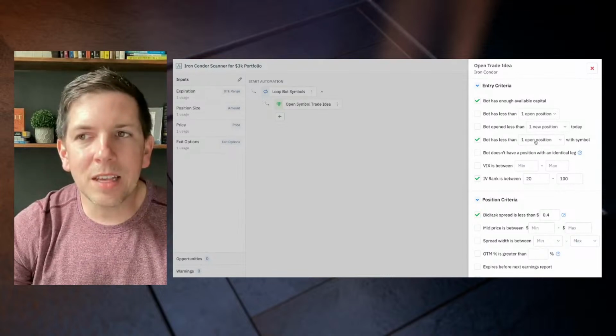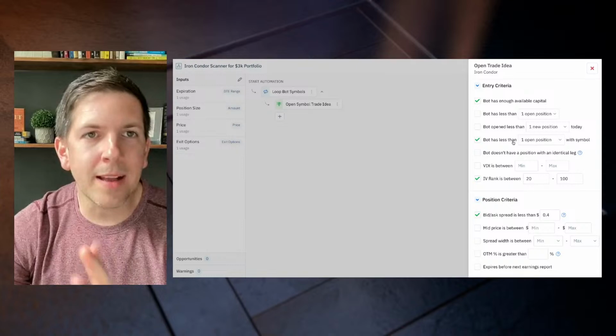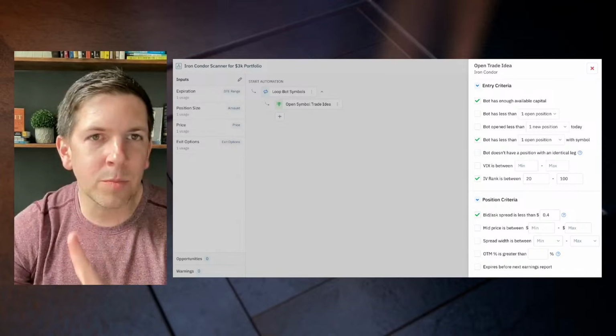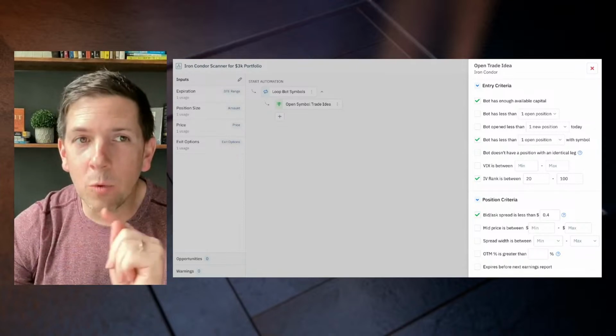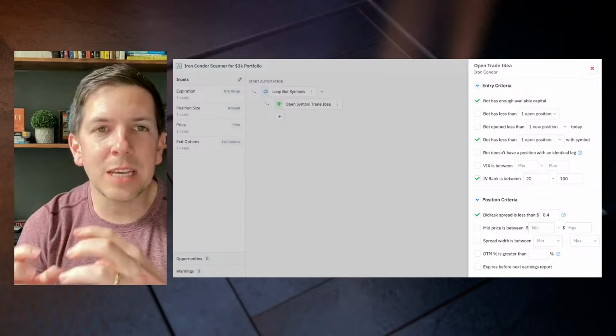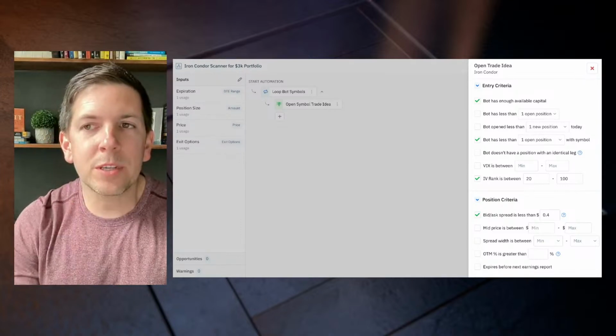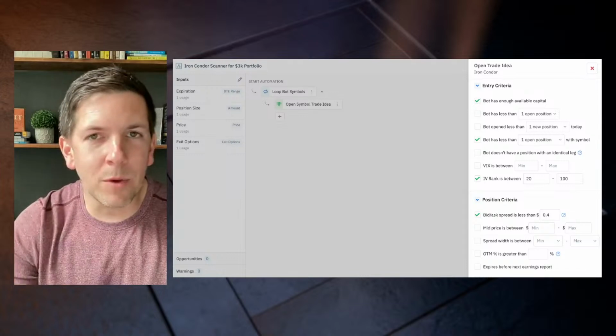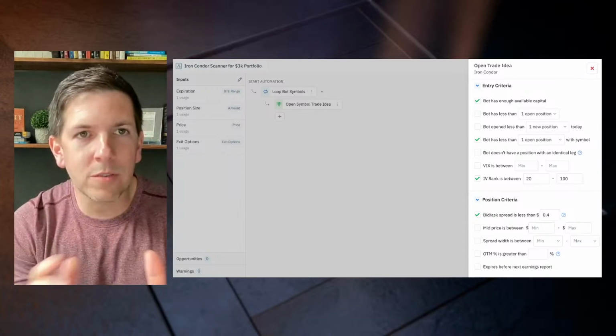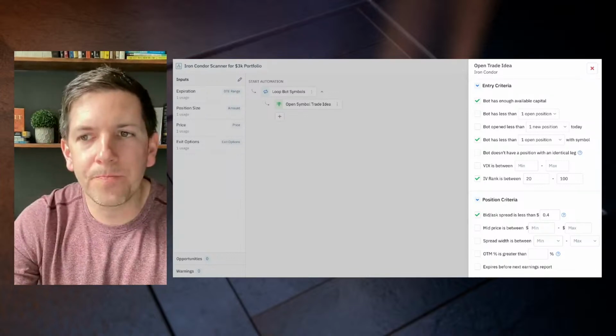The bot has less than one position with this symbol. This is really important because this forces the bot to only get into one position per symbol. If I can only get into one position per symbol, I've effectively capped the risk at what I know the risk is going to be for that one particular symbol. So that means I'm not going to get into multiple positions. I just want to diversify across one position per symbol.